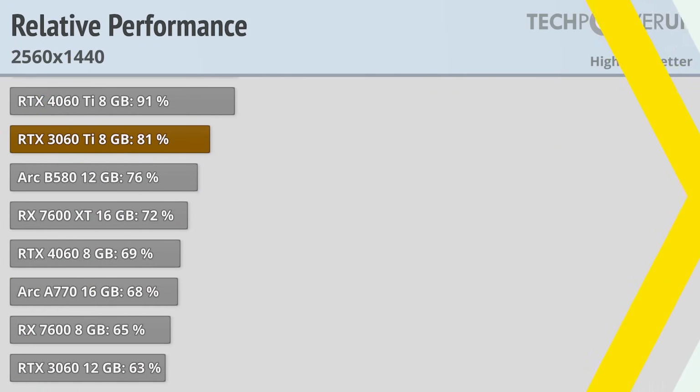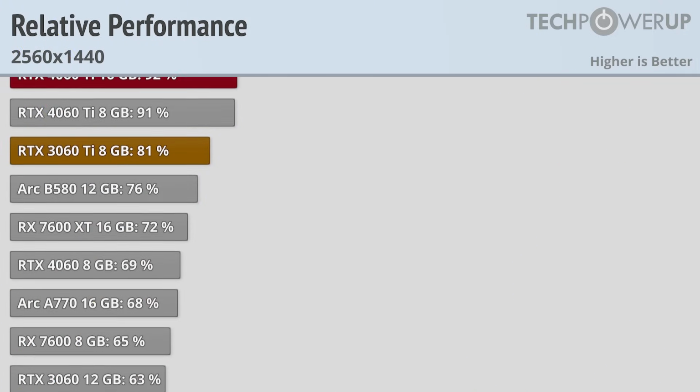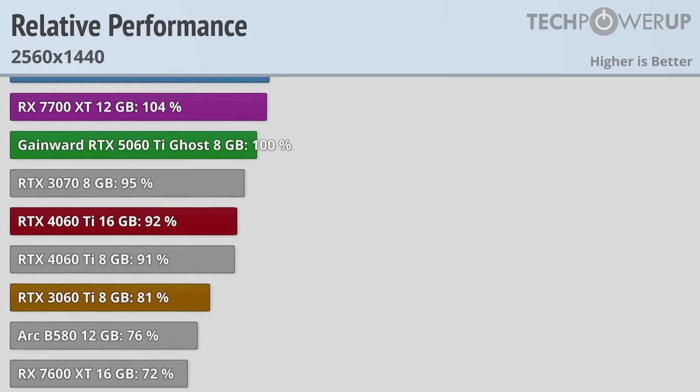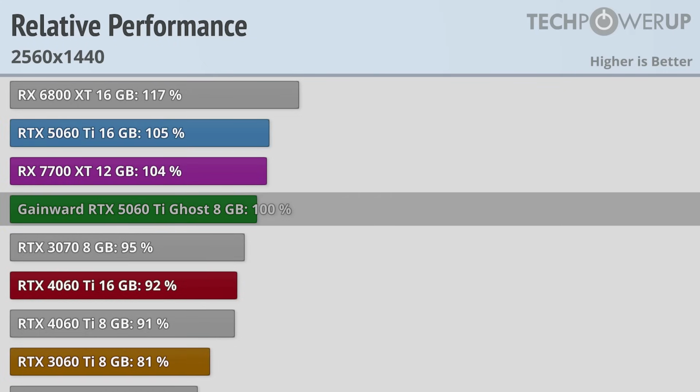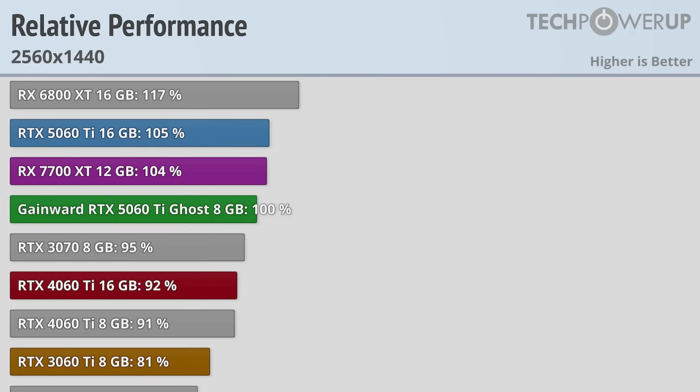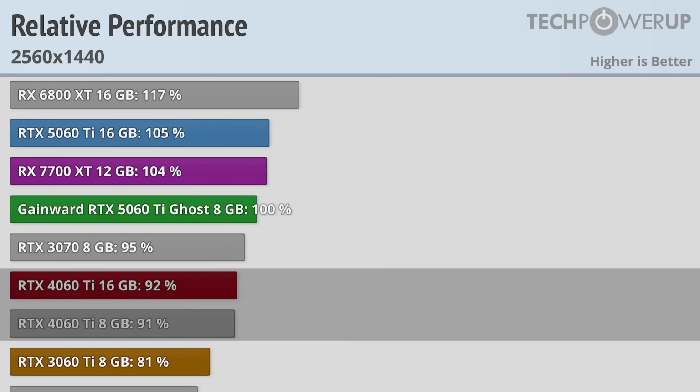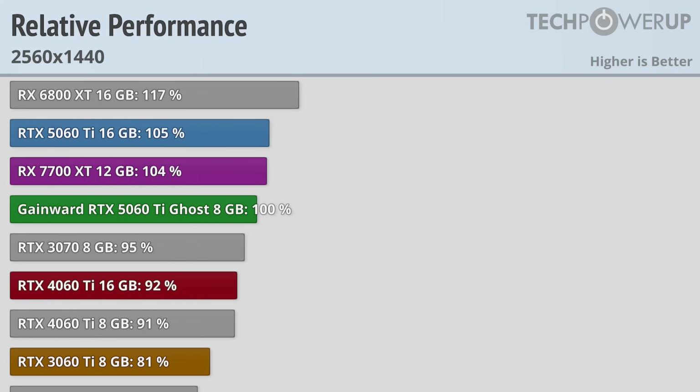But what happens when we bump up the resolution to 1440p? Well, at ultra quality settings, the RTX 5060 Ti now produces 5% extra performance with 16GB versus our Gainward Ghost at 8GB. This is a bigger performance delta than we see with the RTX 4060 Ti variants, though both those models have lower performance and are using PCIe Gen 4, which can limit the performance gains from a 16GB card.